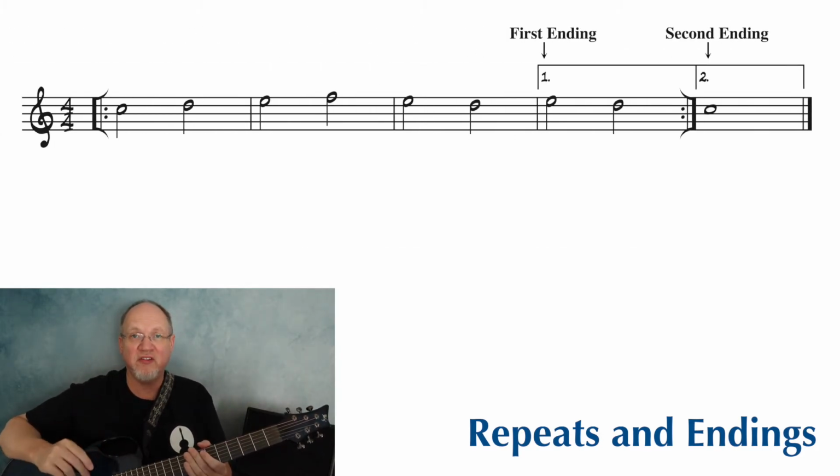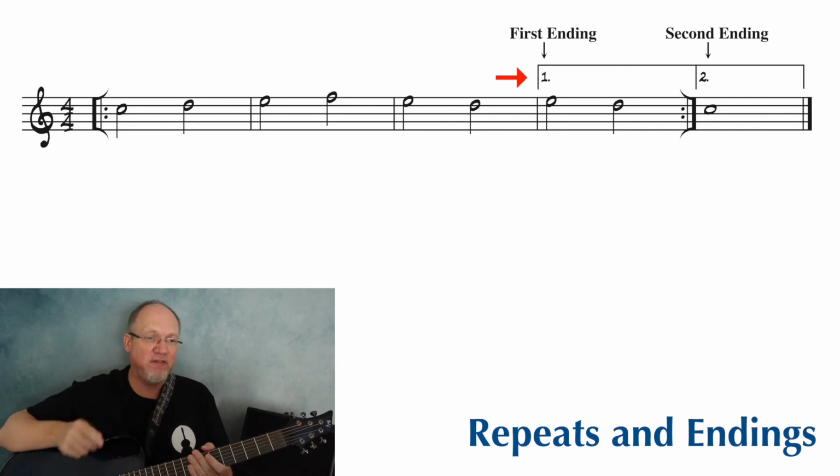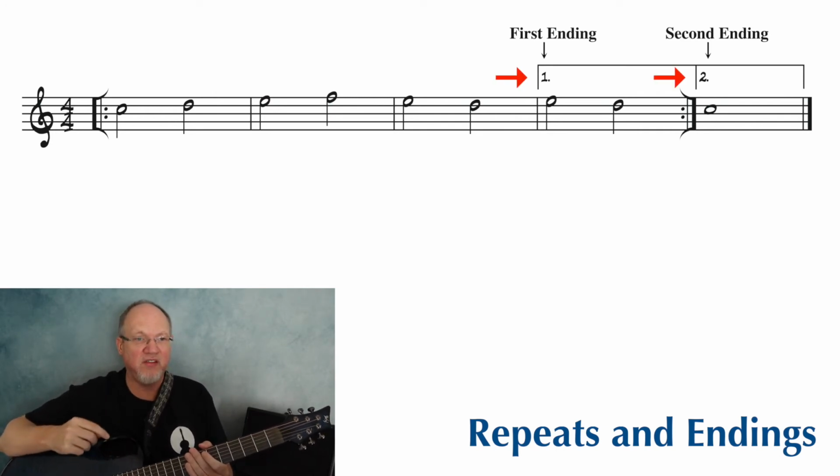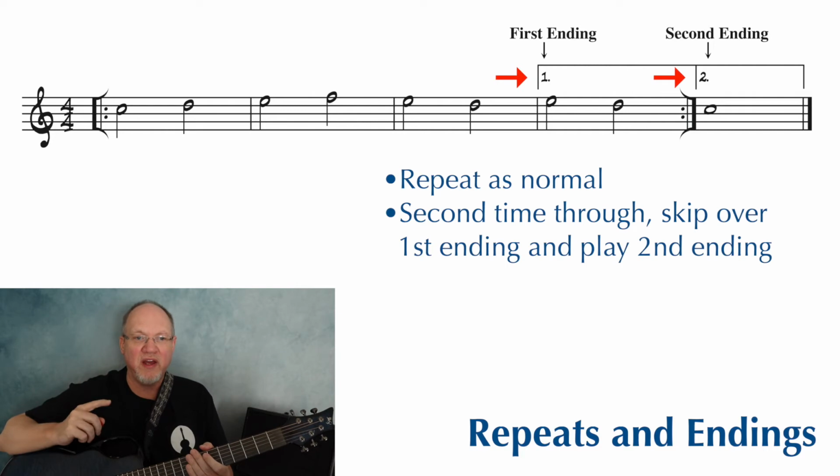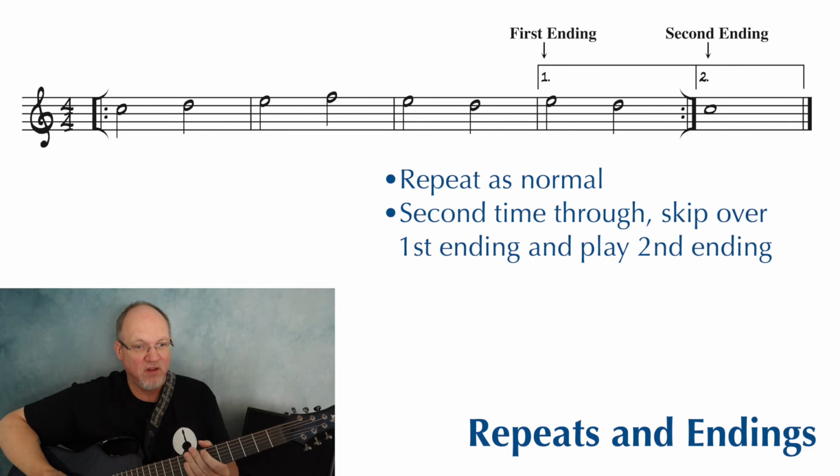Watch out for first and second endings. This is a first ending, and this is a second ending. When you have endings, you repeat as normal. The second time through, though, you're going to skip over whatever is under the first ending bracket and jump right to the second ending. So in this example, we play through.